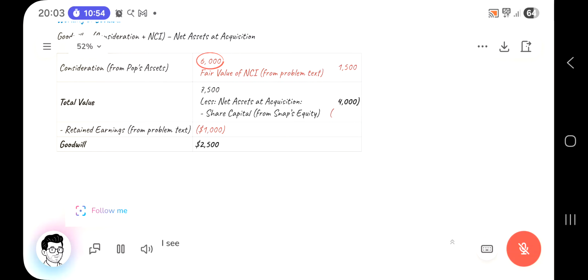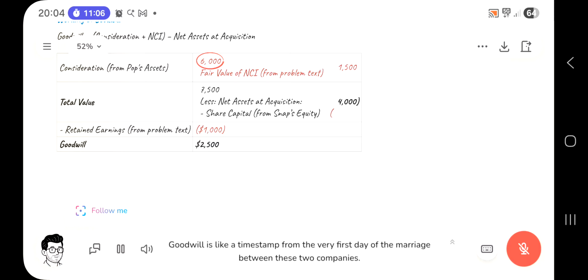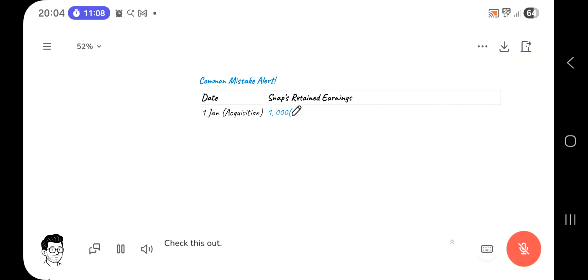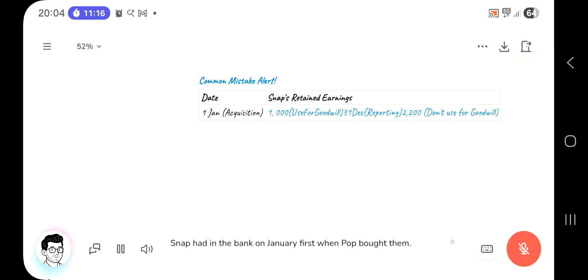I see what you're thinking. You're looking at the year-end numbers, but goodwill is like a timestamp from the very first day of the marriage between these two companies. Check this out. We used the $1,000 because that's what Snap had in the bank on January 1st when Pop bought them. The $2,200 you see in the table is what they have now, a year later.